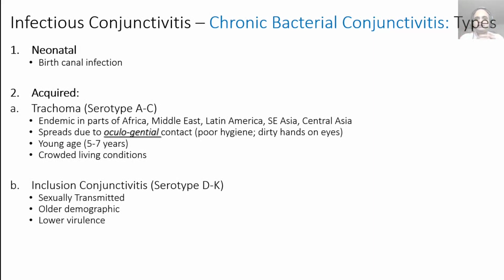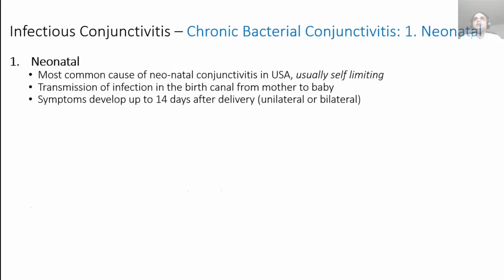Inclusion conjunctivitis or adult inclusion conjunctivitis are sexually active young adults, and it is of a lower virulence, so it does not produce the effects that the trachoma part would produce. Trachoma is something, once it gets into its chronic stage, can cause sight loss and pain and a foreign body sensation as well. Okay, so let's look at neonatal.